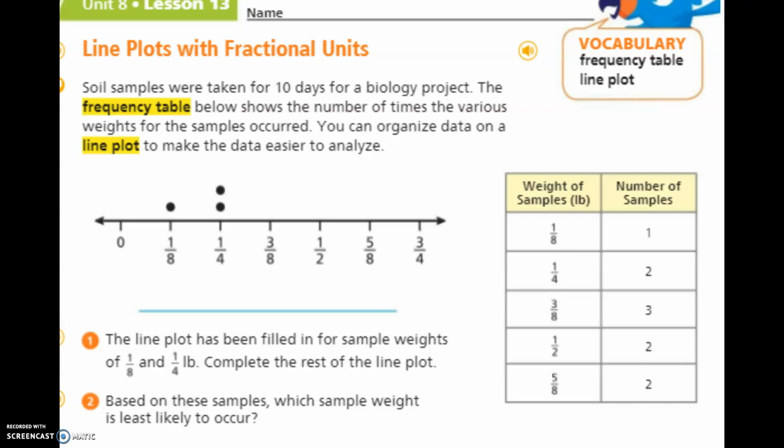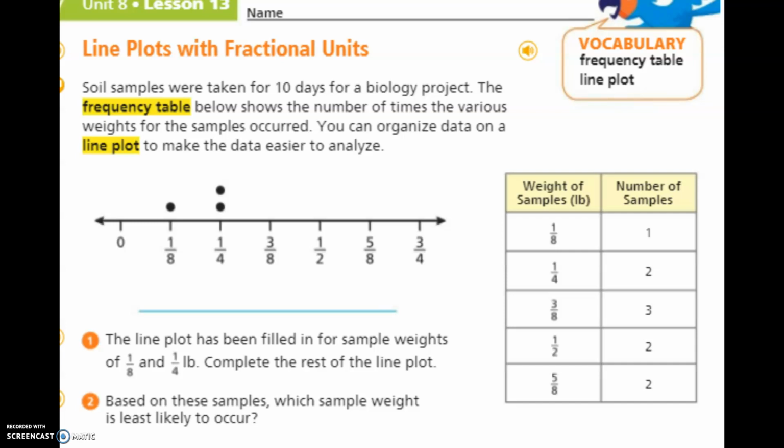So on page 383, and again, if you don't have your textbook, that's okay. You can just look at mine. But if you do have your textbook, you can follow along and fill in the blanks like I'm doing. It says the soil samples were taken for 10 days for a biology project. The frequency table shows the number of times the various weights for the samples occurred. You can organize data on a line plot to make the data easier to analyze.